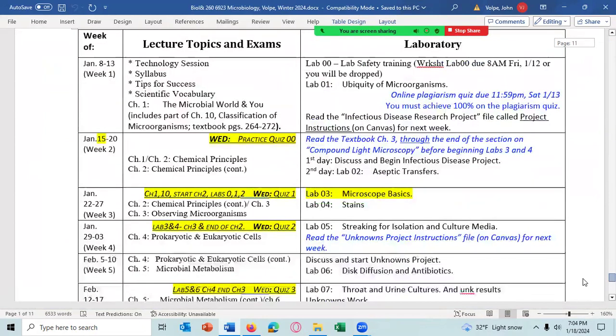All right, today is January 18th, and we're supposed to be discussing Lab 2, aseptic transfers. I forgot to mention this to the other class, that you should read the textbook chapter through the section on compound light microscopy. You should read that before beginning Lab 3 and Lab 4.